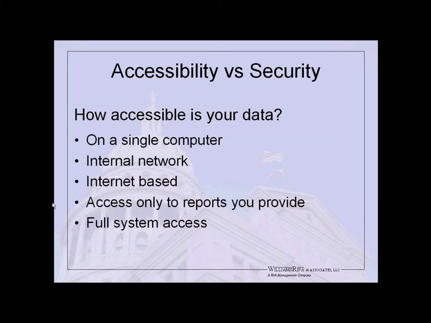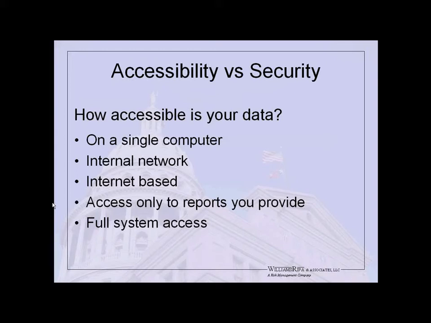Okay, so accessibility versus security. Part of the question is how accessible is your data? There are different ways that you can use this data to generate reports. You might have clients that actually can grab the data themselves. When you talk about internet-based, that brings up a whole new spectrum of accessibility that you need to protect. One way is that all your data is sitting on a single computer. This might be the case where you're running a program on a specific computer, you're generating reports, and you're handing off those reports, but the data itself originates on that single computer.